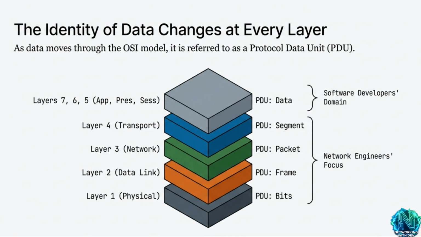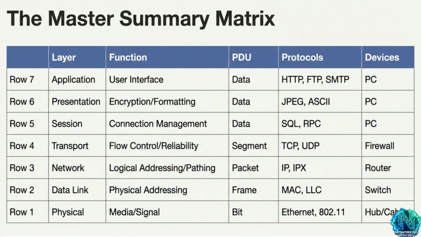Here is the pictorial representation of the encapsulation that happens when the PDU travels between the 7 layers. Here is the master summary matrix that gives you function, PDU, protocols, and devices used at each layer.